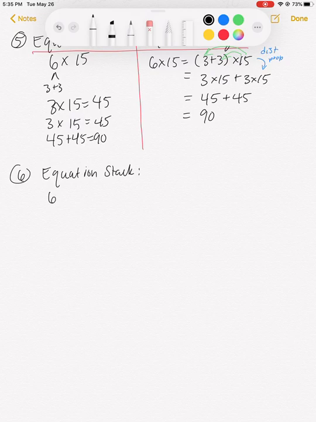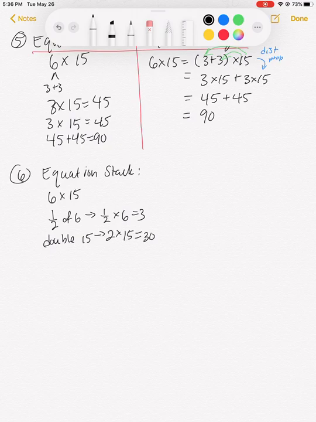6 times 15. Now this student said that they take half of 6 and they double 15 and they get their answer. Well, half of 6 would look like this. 1/2 times 6, which is equal to 3. Then double 15 is 2 times 15, which is equal to 30. And the student said that they went ahead and multiplied 3 times 30 to get to 90. Okay.